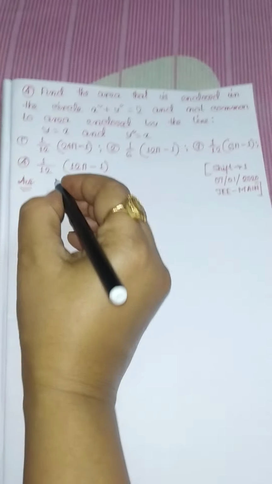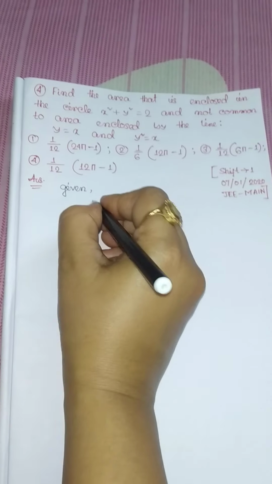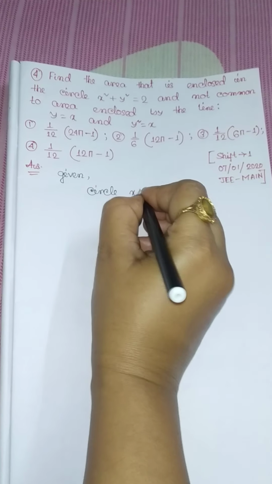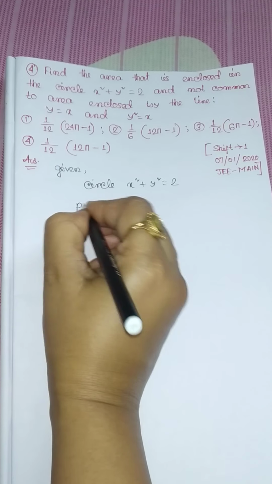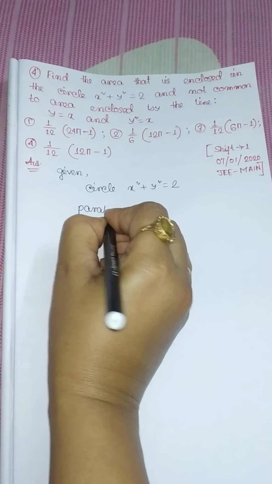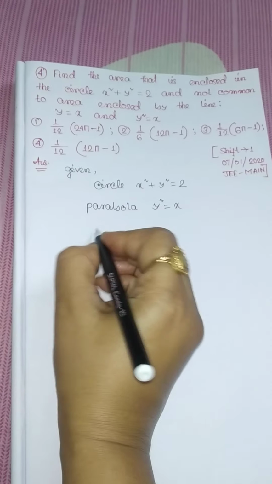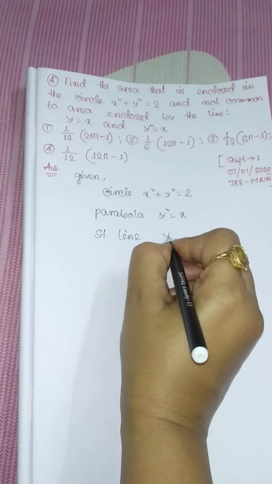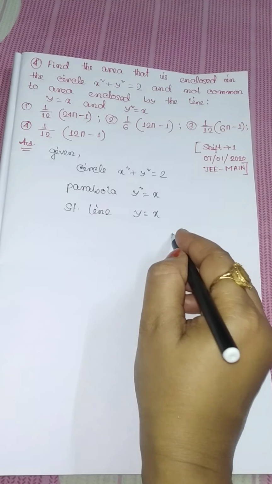Here given a circle x square plus y square is equal to 2, a parabola y square is equal to x, and a straight line y is equal to x. These three are given. Let's plot the figure.